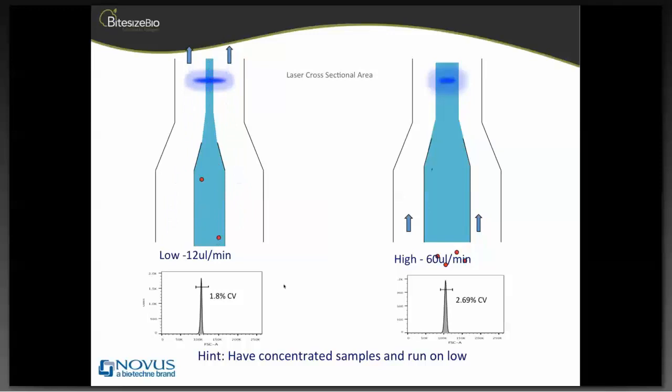However, if we turn the machine onto high, we're more likely to have two events going through the laser beam at the same time, and this can cause errors and problems with your data. If you're ever doing cell cycle, it's very important to have them on low and not to go to high. So one of the hints I have for you is to have more concentrated samples and run them on low.